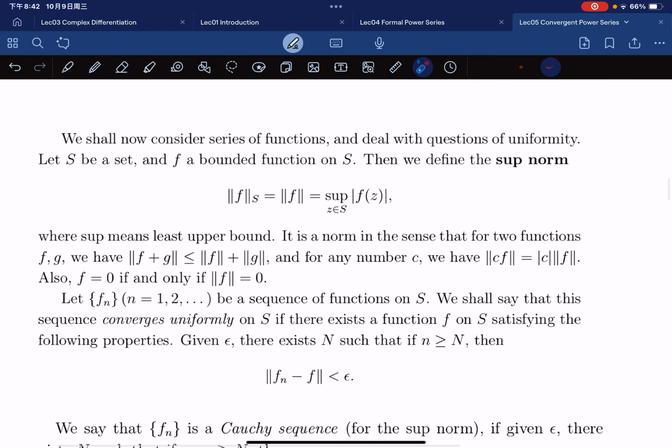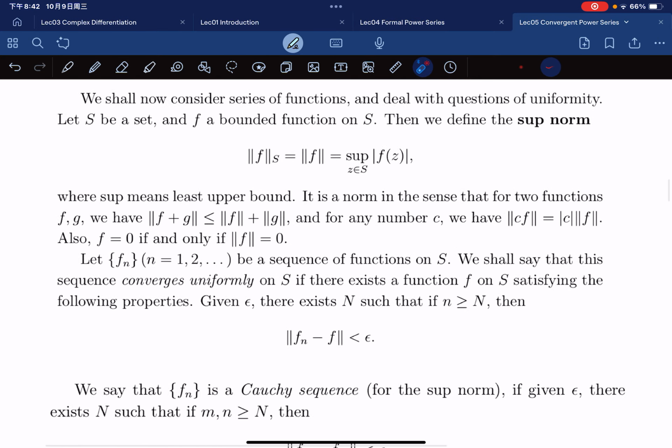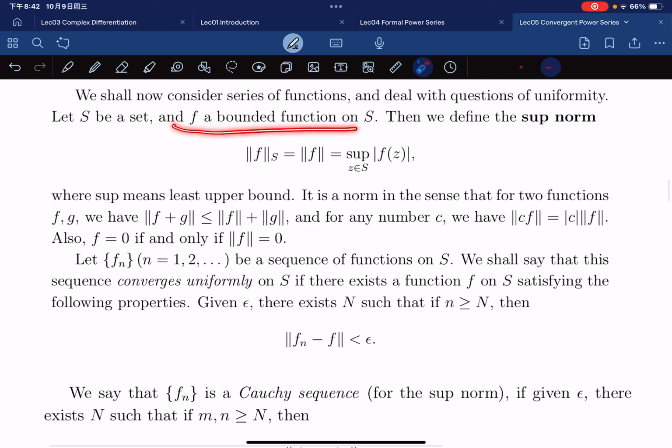Now we'll talk about series of functions. We define the sup norm. If f is a bounded function, then the sup norm is defined. And it's a norm in the sense that we have the triangle inequality, so try to verify this yourselves using this. We also have this property, and f is 0 if and only if the norm is 0. Here f is 0 means that it's the constant zero function.